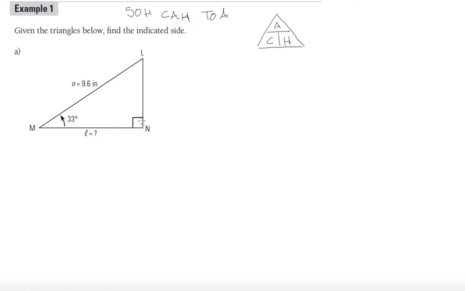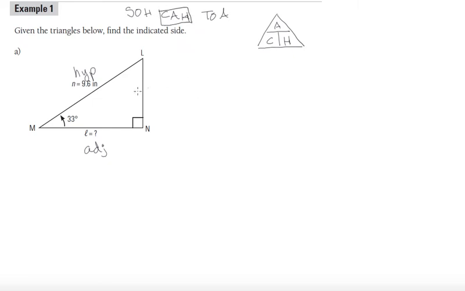Here's our right angle. So the side opposite that, that's the hypotenuse. So let's label that right away. And so here's our angle. Well, here's the hypotenuse. Here's the side that makes up the angle. So that's the adjacent. So I know that I'm dealing with the adjacent and the hypotenuse, so I need to use cosine because that has adjacent and hypotenuse.